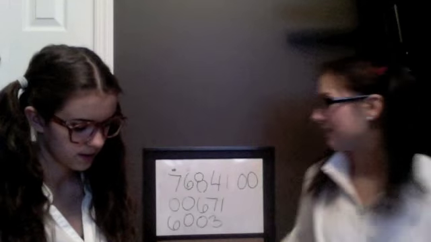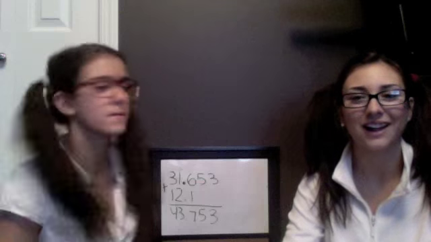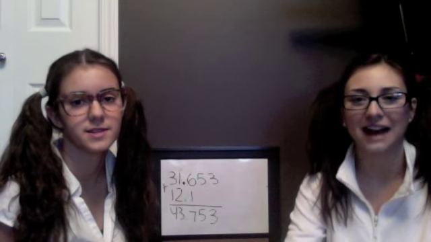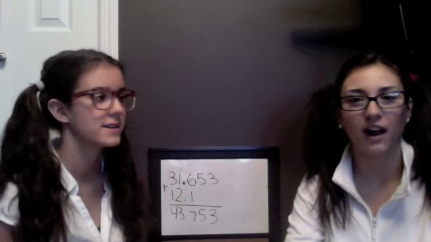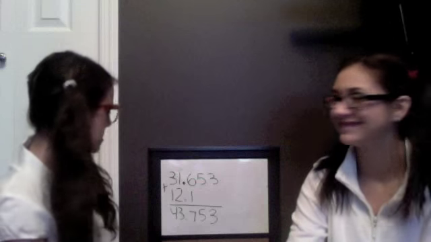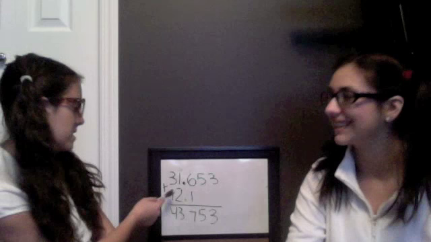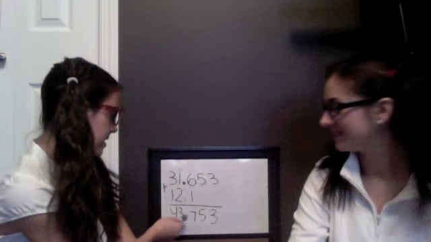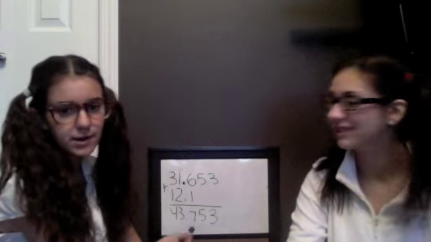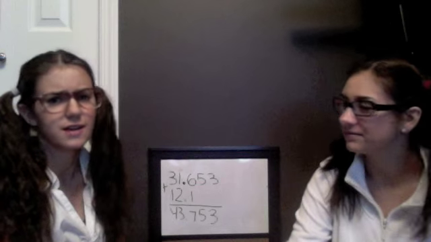Let's move on to adding and subtracting sig figs. For adding and subtracting, let's start with adding. Follow the exact same rules, and all you gotta do is add. So 31.653 plus 12.1 equals 43.753. But that's not your answer.